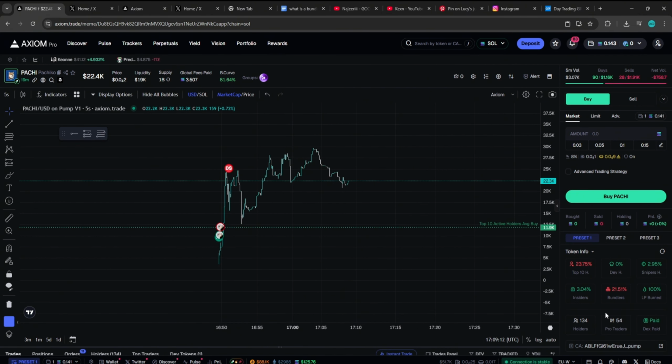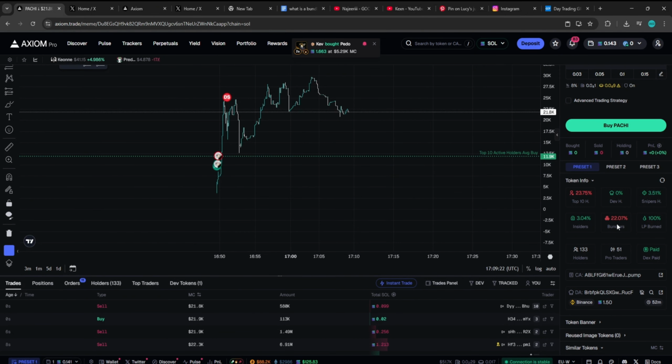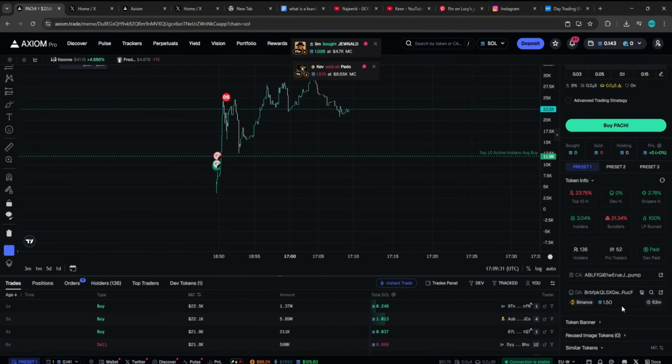Okay, first off, you want to go down to the bottom right and go to token information, and as you can see it says 22% bundled. I can't lie, on Axiom it's not that accurate. What I do use to check the bundles is GMGN. It's another trading terminal, and that has the most accurate bundle metrics. But anyway, yeah, 22%.